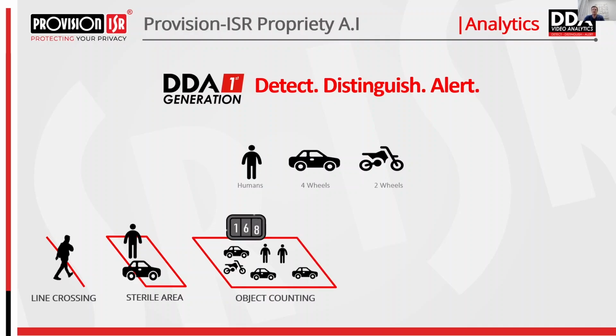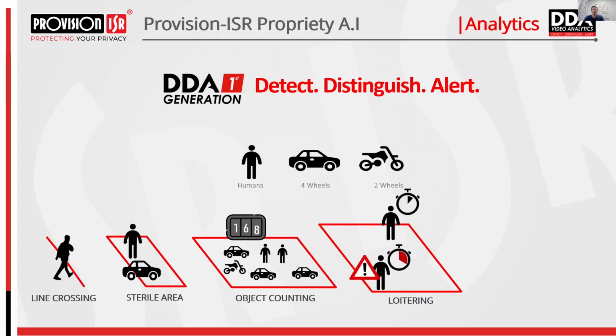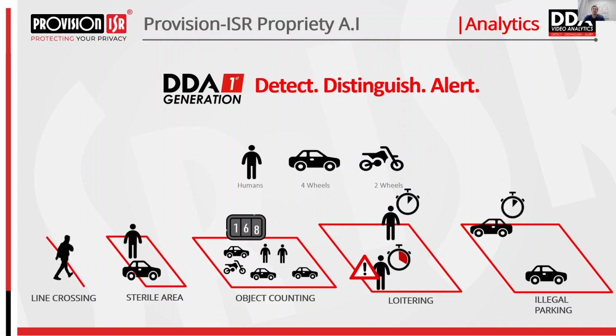We've got object counting analytics as well, such as counting objects across a line, as well as within a specified area. And we've even got time-based analytics, where we can set a time limit for how long an object is allowed in a certain zone before actually triggering an event.